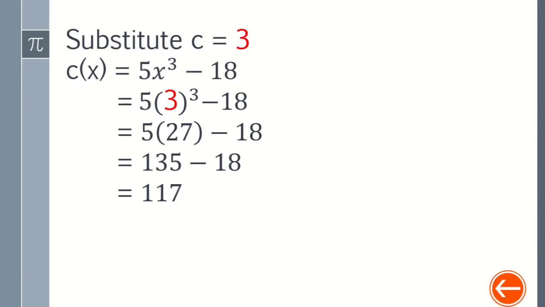Bakit? Substitute natin ngayon si 3 kay x. Kaya magiging 3 times 3 times 3 is 27. Copy lang yung 5 and negative 18. So, 5 times 27 is 135 minus 18 is 117. Kaya ang sagot natin ay 117.